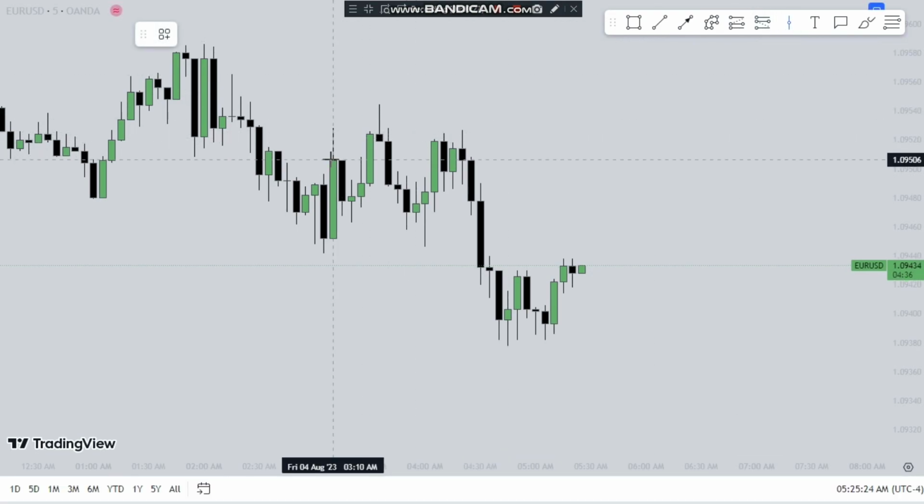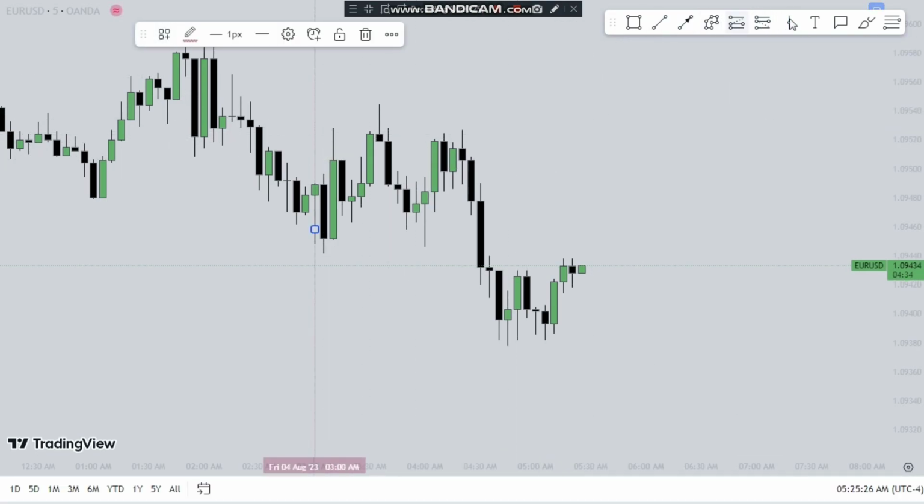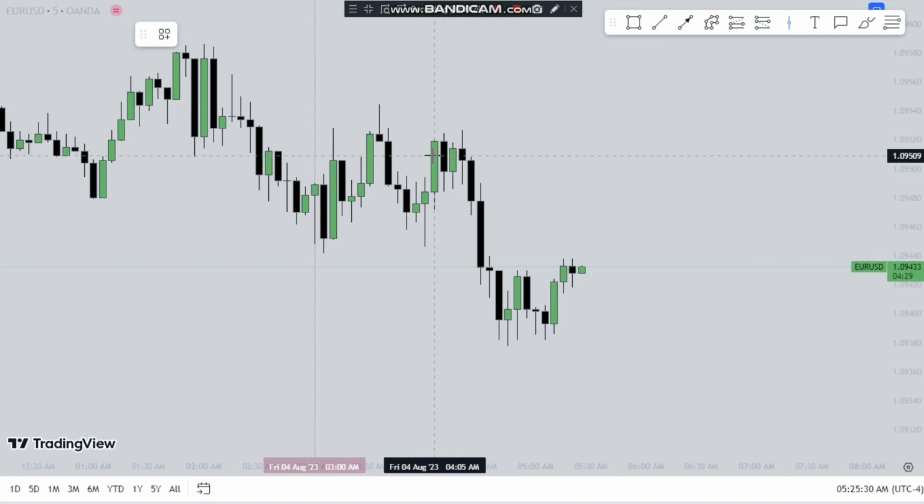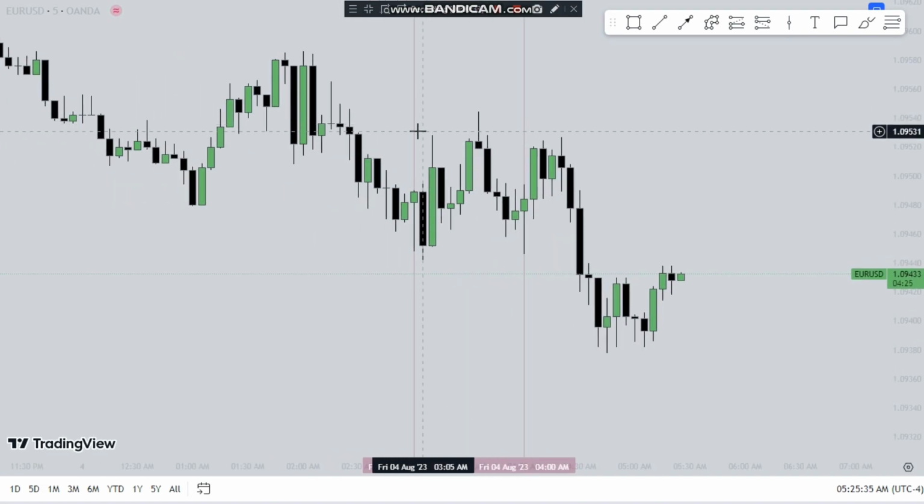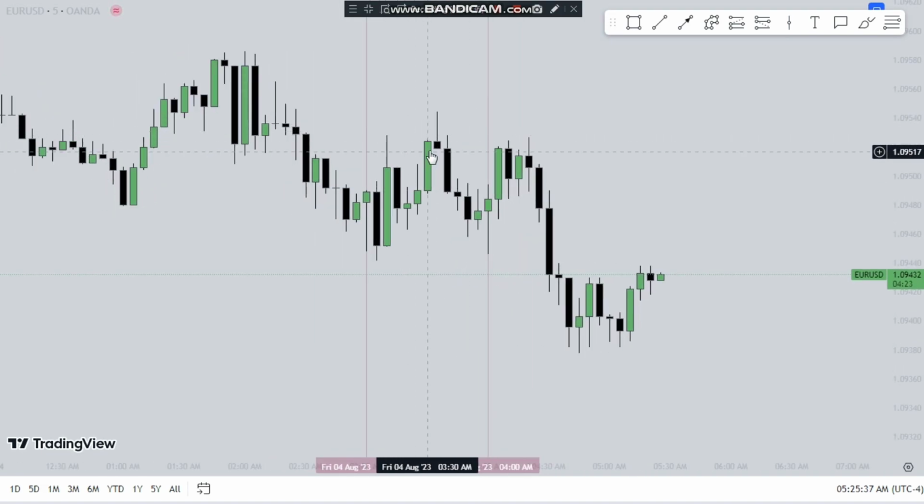You can see this was the 3 to 4 a.m. window. This is our 3 a.m. and this is the 4 a.m. So, as you know, in silver bullet we trade between 3 to 4 and 10 to 11 a.m. And I took this trade and I'm going to show you why I took it.